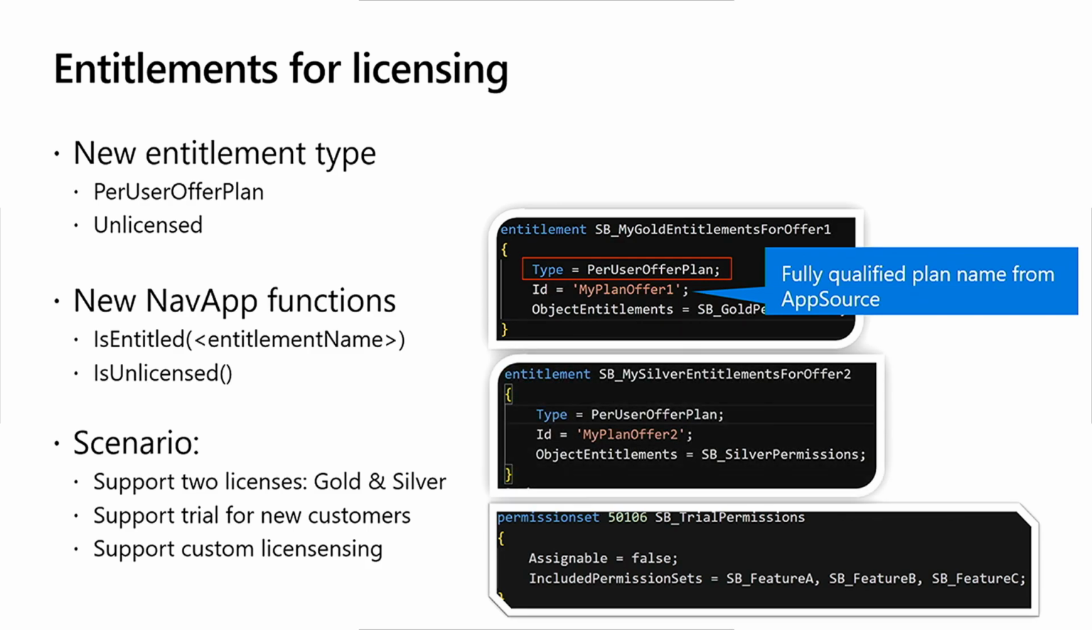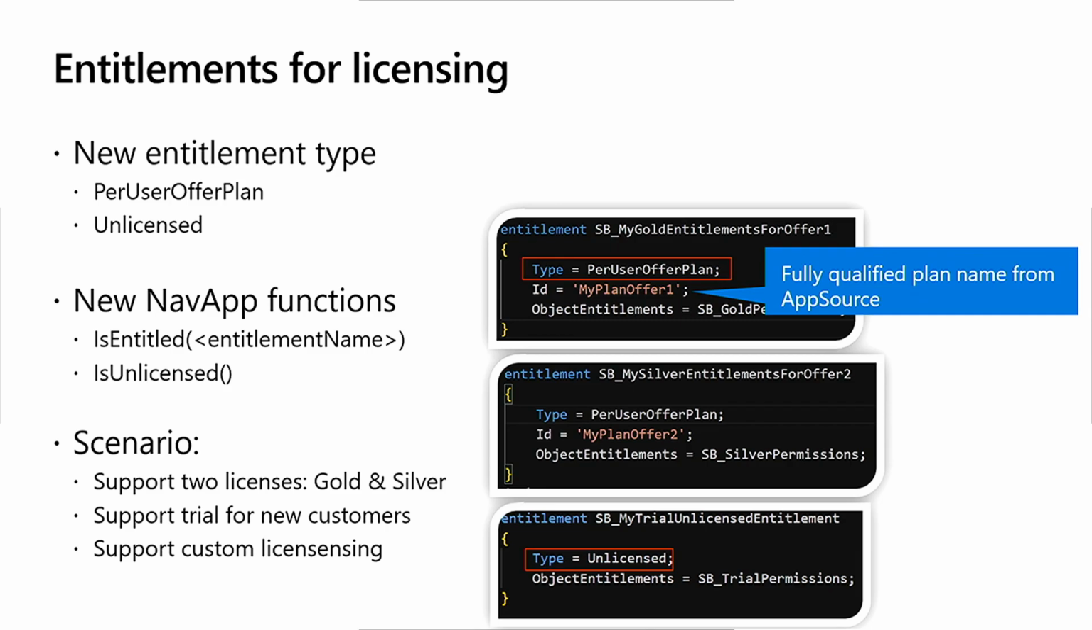Okay, I can do that also for my silver, as you can see here, again per user offer plan, and I define the fully qualified ID of my plan in AppSource, and then I say these are the maximum permissions, these are the things that people are entitled to when they have my license. Finally, I need to do the same thing for the trial. Here, because we don't really have a trial, but we do have something called unlicensed. So I will use the type unlicensed, so when a user comes into Business Central and is using my app and is unlicensed, these are the maximum permissions he's entitled to use.